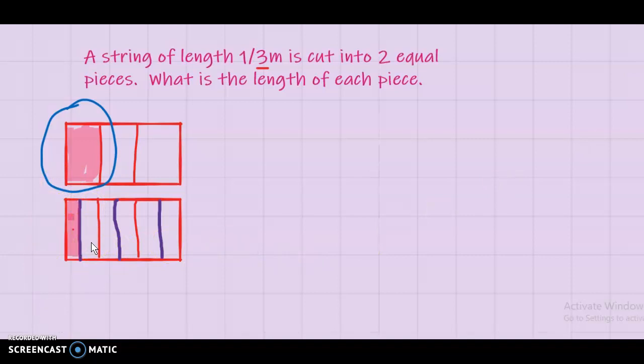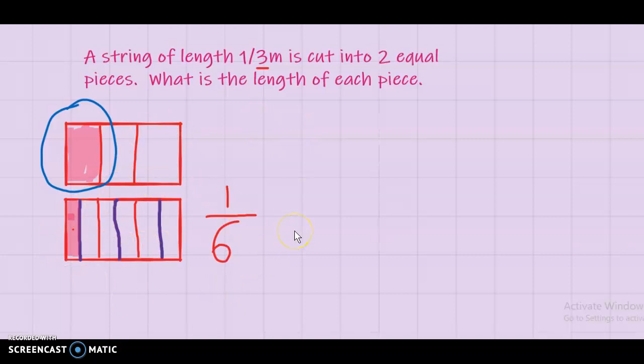What is this fraction? What is the length of this one piece? I have one shaded piece, and I'm going to count how many equal parts there are. 1, 2, 3, 4, 5, 6. So there is my denominator. Okay, so there's the visual.